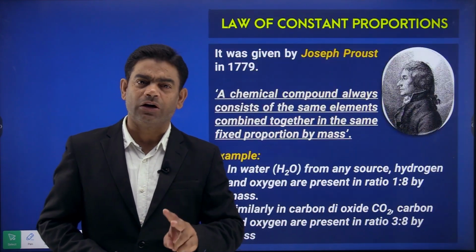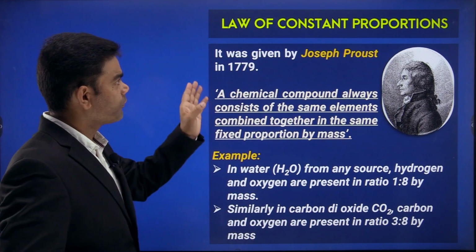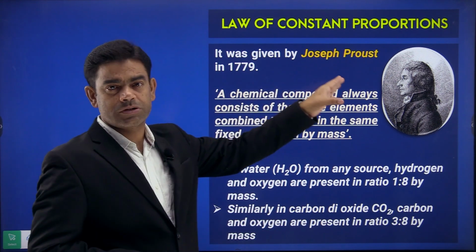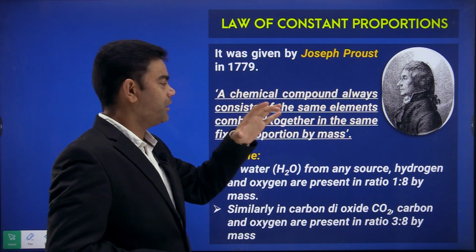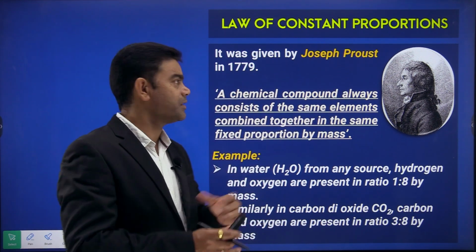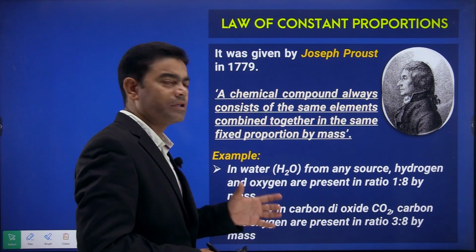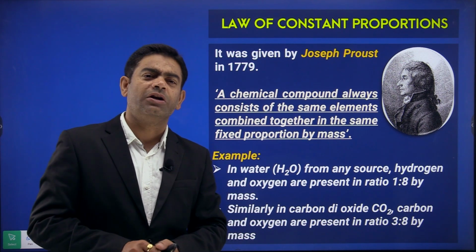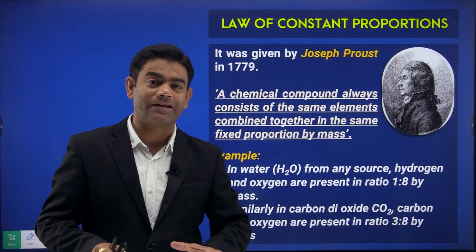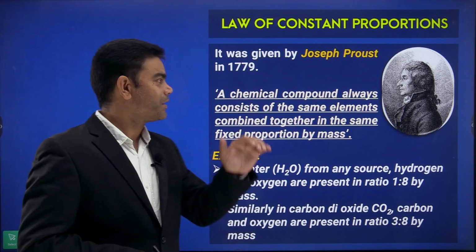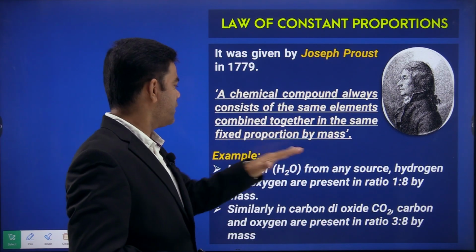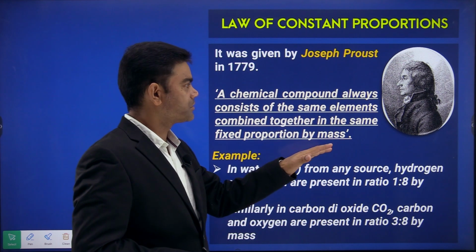okay. Second law, that was the law of constant proportions, okay. This was given by Joseph Proust, in 1779, okay. Joseph Proust suggested that in any chemical compound, which is made up of two or more types of atoms, the chemical compound consists of the same elements combined together in the same fixed proportion by mass, okay.